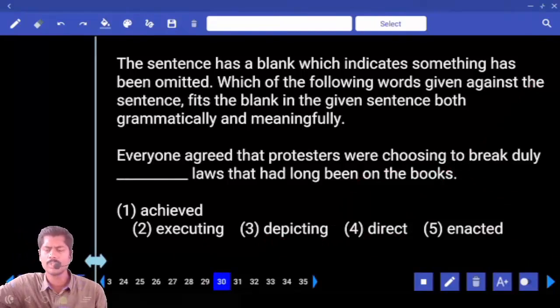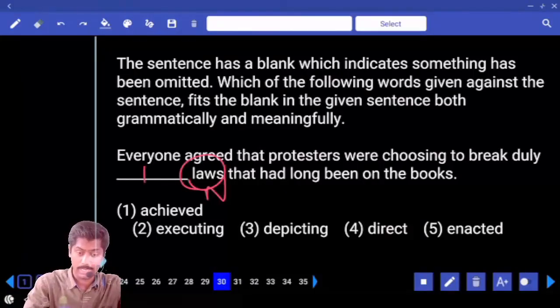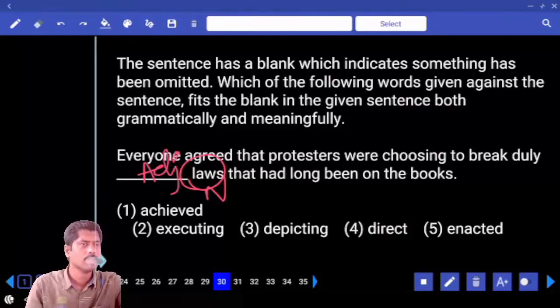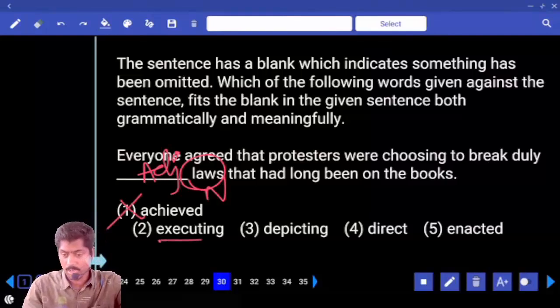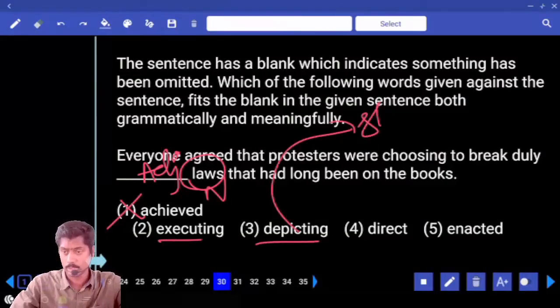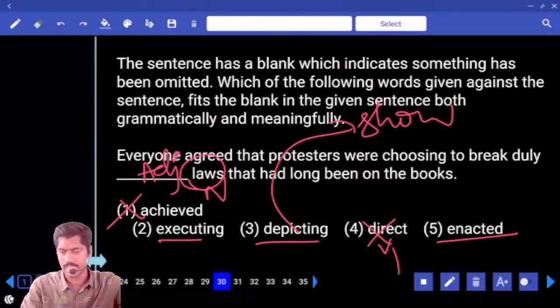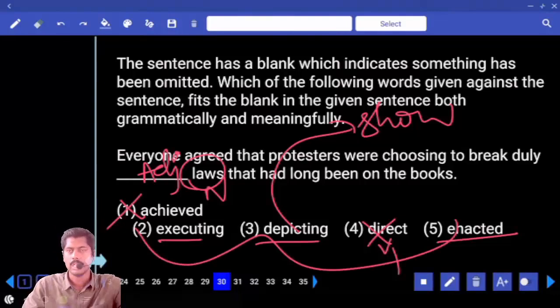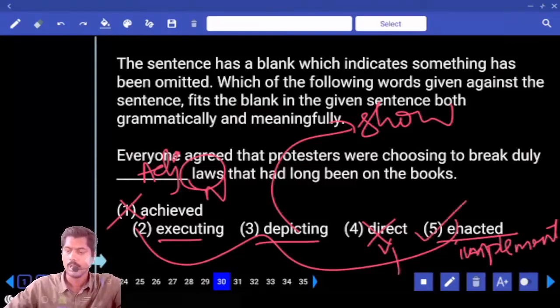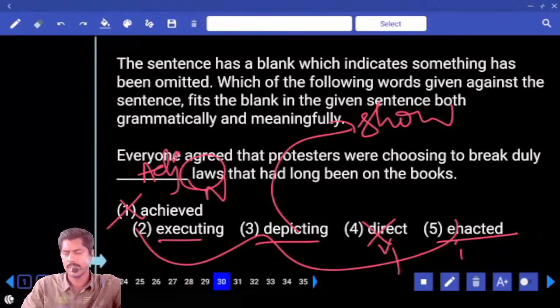Everyone agreed that protesters were choosing to break duly dashed laws. What kind of laws? Laws is a noun, I require an adjective. Achieved laws, achieved goals, targets will be there. Executing laws, depict means show. Direct laws, direct is V1, no. Enacted laws, yes. Answer 2, 3, 5. Enacted means implemented. To implement is called to enact. Answer 5, enacted laws. That's all for now.